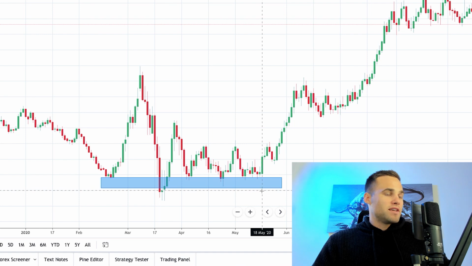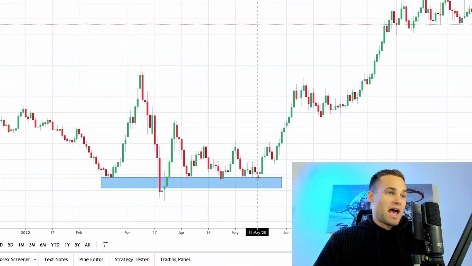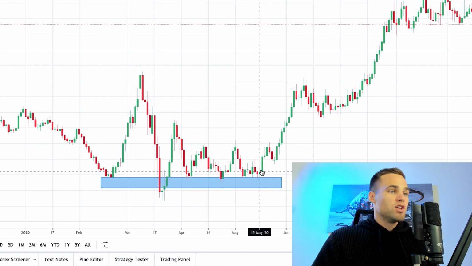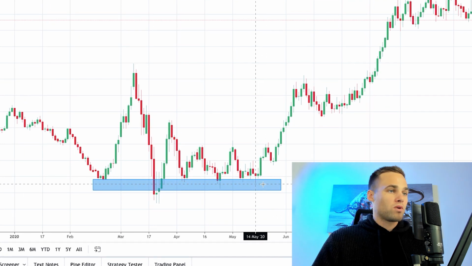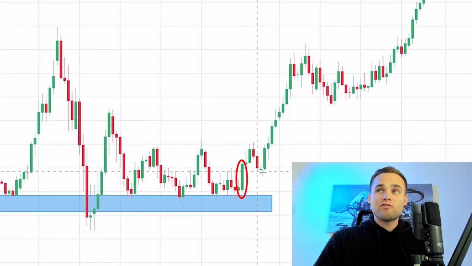So you can see that this is an area that we may want to trade off of because this is the action of price. For example, you can see here that after that support zone, we saw this bullish candle coming up. This is like a bullish engulfing candle that's really coming out. There's a lot of momentum behind it.